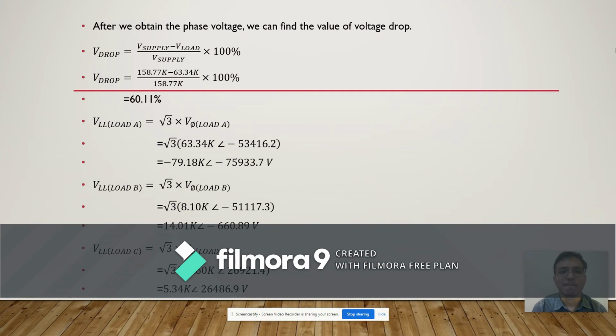After we obtain the phase voltage, we can find the value of voltage drop. The voltage drop is like I mentioned before, and before this slide, I already put the formula for voltage drop. Okay, for the voltage drop here, I get the final value is 60.11%, and below that, show that this is the calculation of V line to line of load A, load B, and load C.